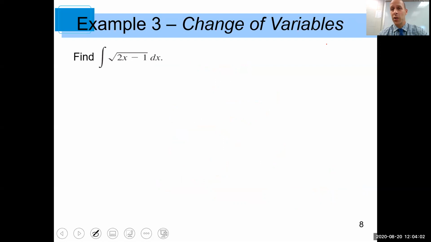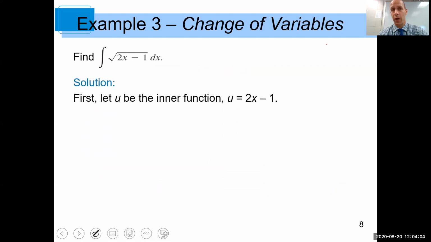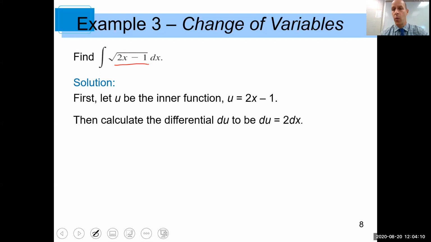Do you recognize what u would be? Well, u is this 2x minus 1. What would be the derivative of u? Well, du would be 2 dx. Now the problem with that is we have the dx part, but again we've got this 2.